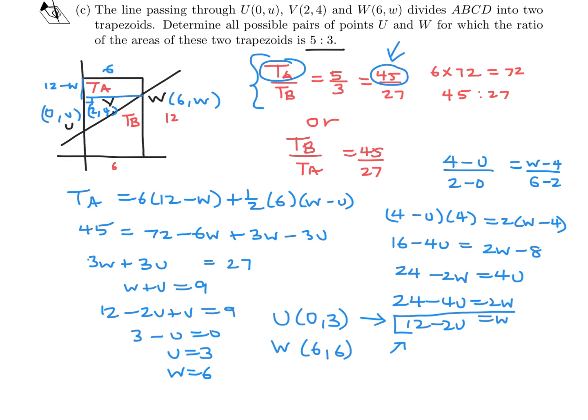Okay, I believe that solves the question, but this question is a bit tricky. This is the correct answer, the 0, 3 and 6, 6, the one we just did. That is correct, but it's not the only answer. There's one other solution, and that's tricky, I think. The reason is that there's another way of drawing that line. It's like this. If you draw the line like that, then you get a different coordinate for U and for W. So I'll do that.